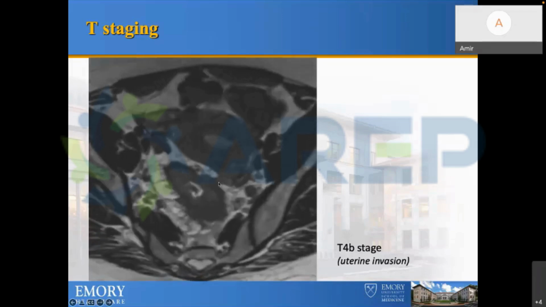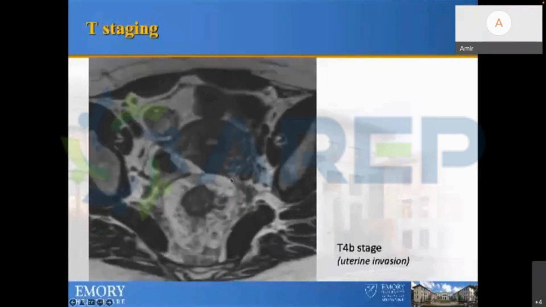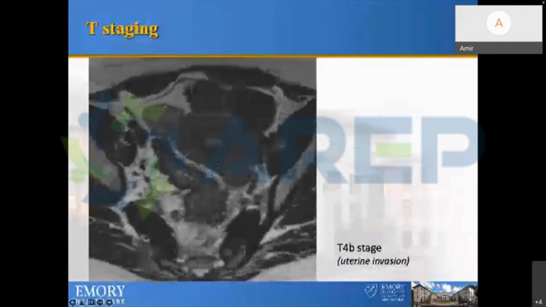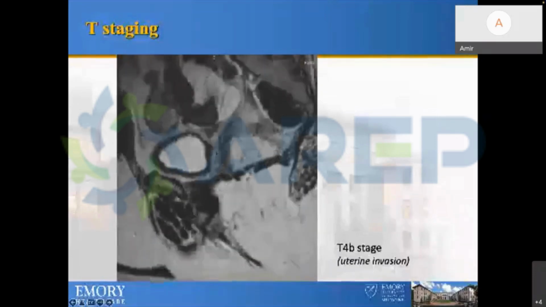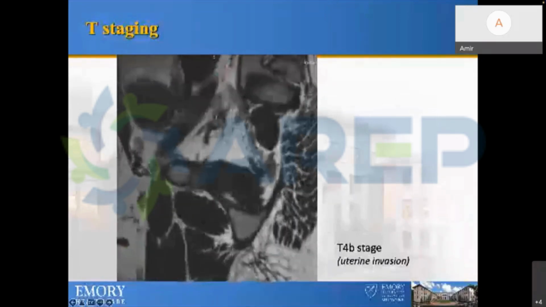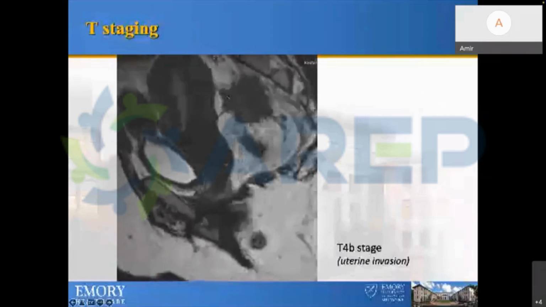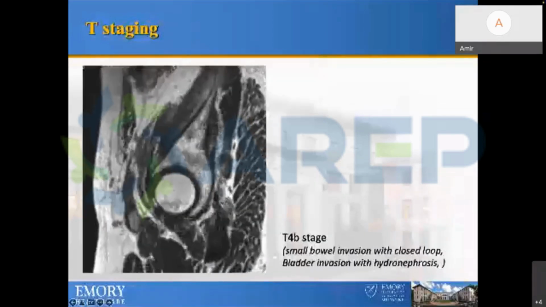This is another cancer that's locally advanced. It's involving the left ovary. It's involving the uterus, posterior uterine wall. So this was a T4B stage. This is the same case. You can look at the uterus and is involved by the tumor, and also on the same side, you can see the ovaries involved. So that's a T4B stage.